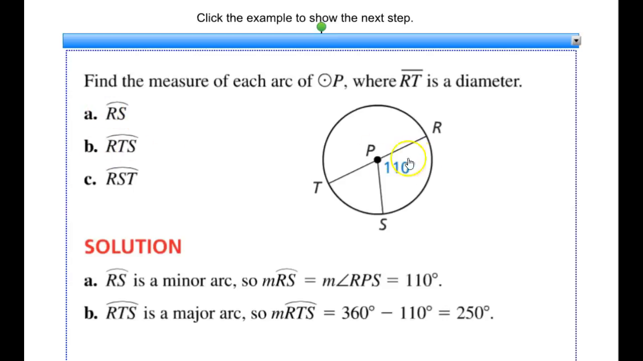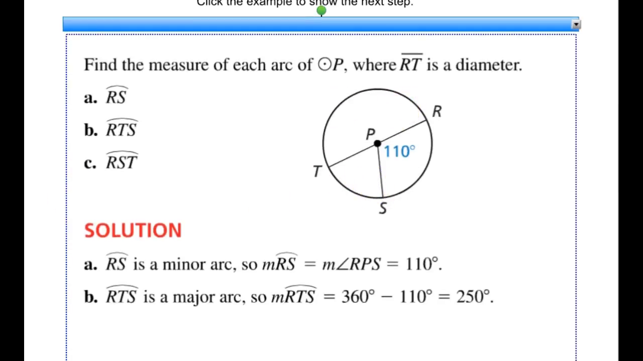Let's look at part B, arc RTS. That's going around this long way, from R through T to S. That's how we can follow it. I know that's going to be my major arc here, so it's going to be the rest of the circle. I take 360 minus 110, which gives me 250. So the measure of this arc is 250 degrees.